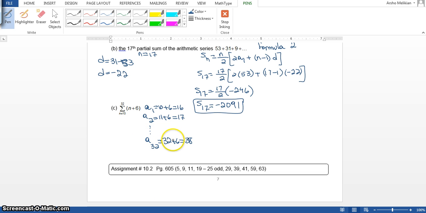So we're going to use the first formula again because we have A1 and we have AN. Now, how much is N? N is how many terms are in this sequence, right? So if I start with 10 and end at 32, how many do I have? You have 22. This is not, I'm sorry, this is not A32, this is AN. We're going to label it AN.